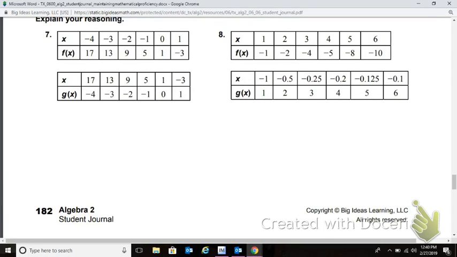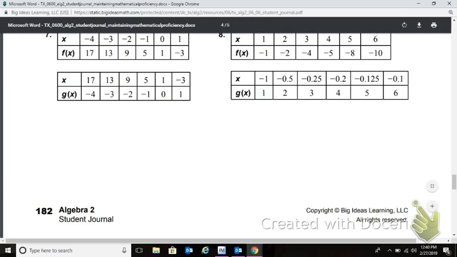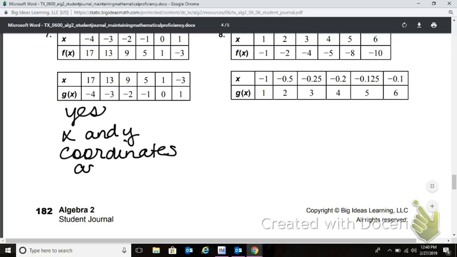Continuing on page 182 in your student journal, we're on lesson 6.6 on inverse functions. This section asks us, are these two functions inverses? So when you have a table, the x and y values need to be switched. If we look at our first table, f of x, up here, and we compare that to g of x down here, you can see that all of the coordinates have been switched. So yes, these are inverse functions because x and y coordinates are switched.